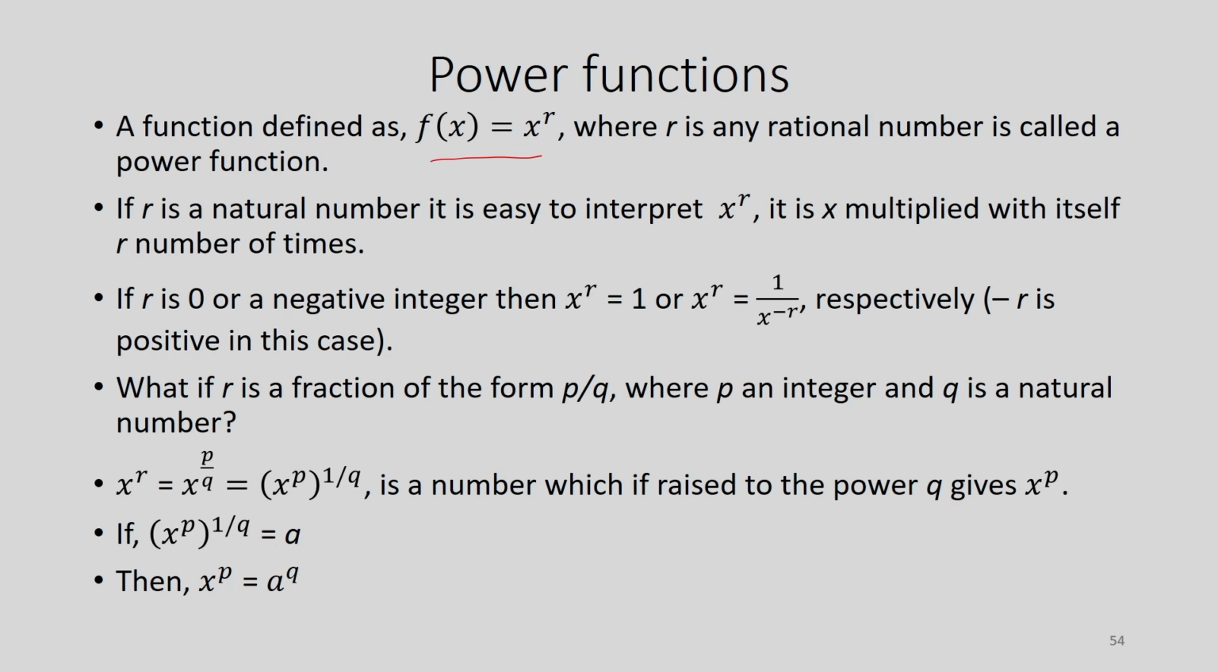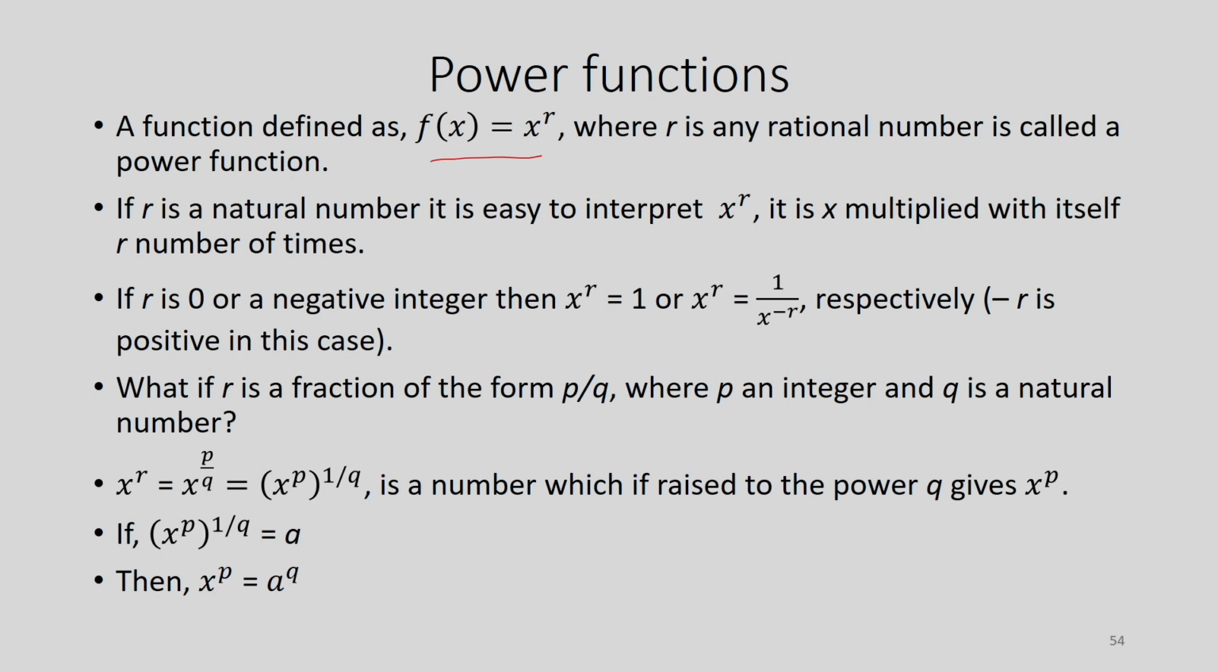Now, here there could be some difficulty in interpreting this x to the power r if r is not a natural number. If r is a natural number, then it is easy to interpret x to the power r. If r is any natural number, right, 2 or 3 or 4, these are natural numbers, then x to the power r is easy to interpret. So, x to the power, let us say 5, that is equal to x multiplied with itself 5 times.